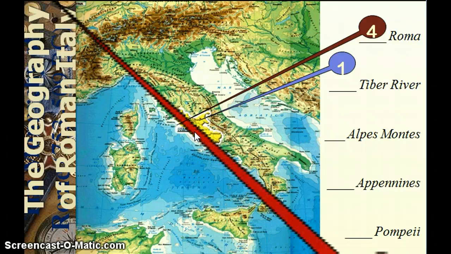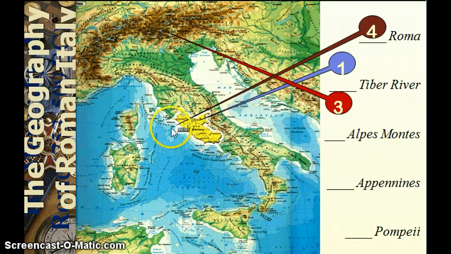To the north of the Italian peninsula are the Alps Mountains, or Alpines in Latin. The Alps, almost an impenetrable barrier except for several major passes. This kept Italy somewhat safe from barbarian invasions from the north.